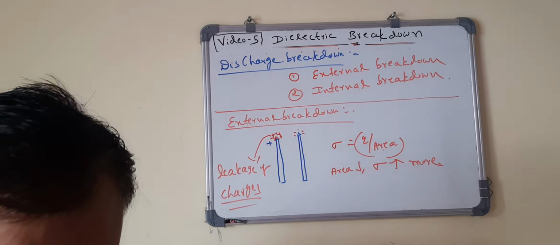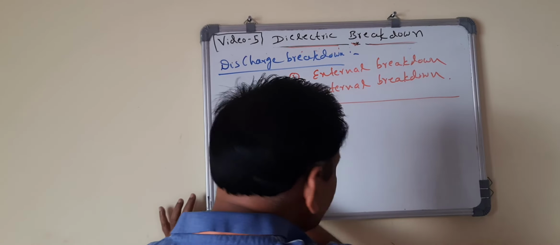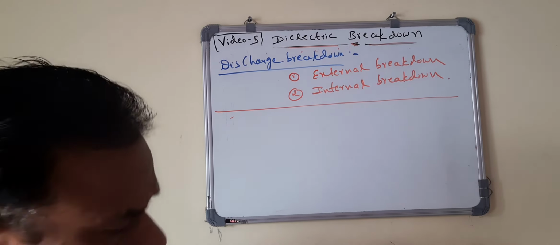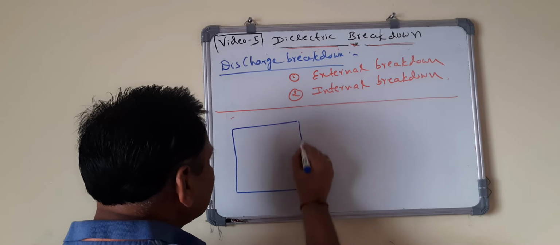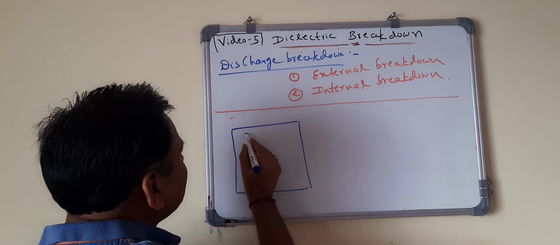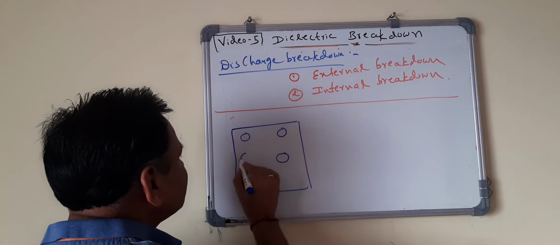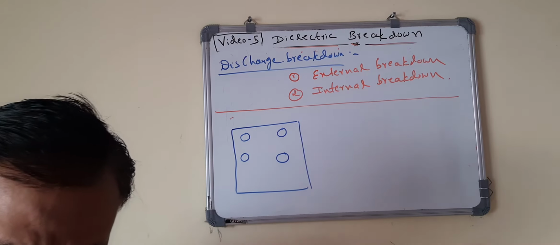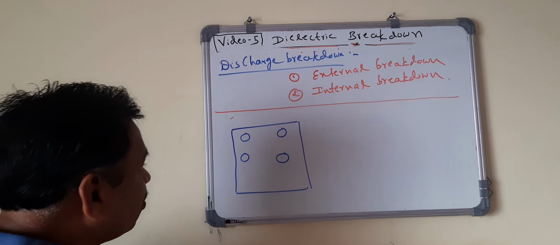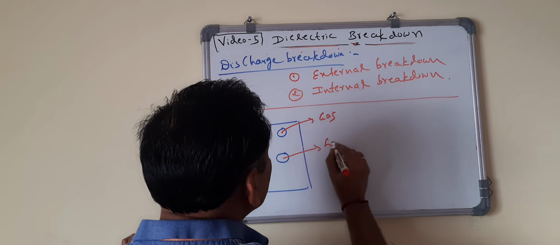Next one is internal breakdown. Here also there are defects in the dielectric material. While manufacturing, sometimes a cavity is formed. Cavities are the defects in the insulating material. These cavities are filled with what? Either gas or else liquids.